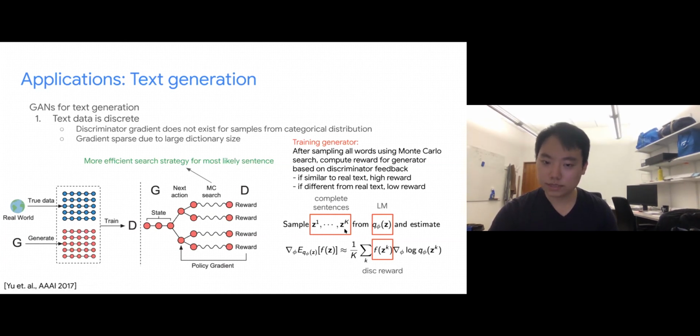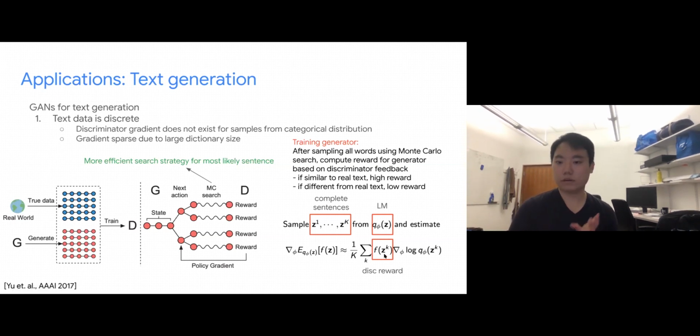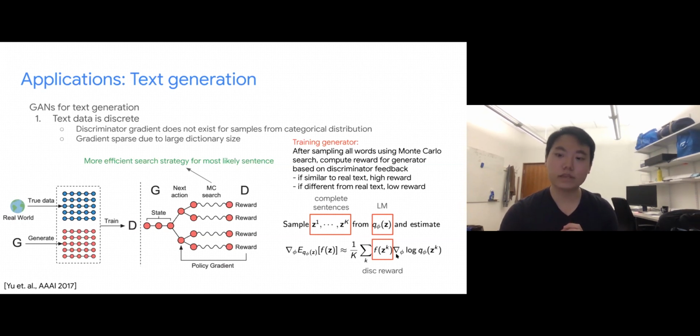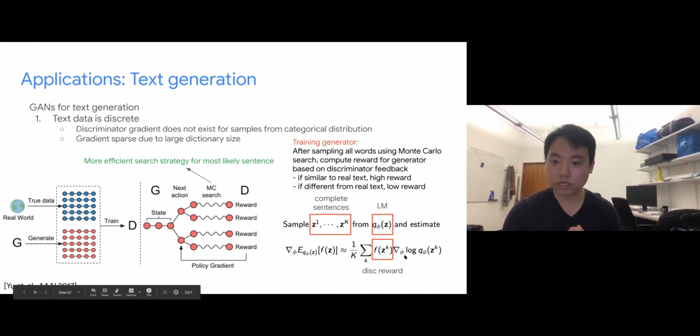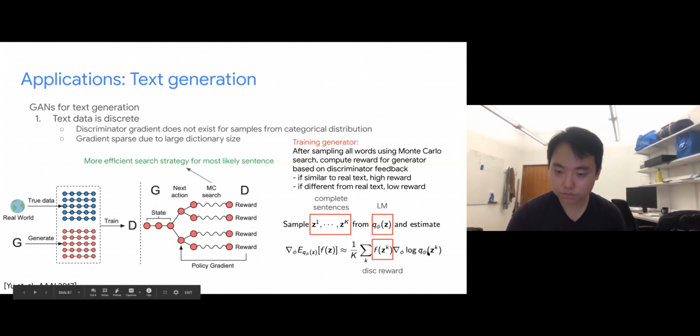Sample a bunch of complete sentences. For each of these complete sentences, my reward will be given by the discriminator reward, so how close it is to real text. And you will multiply this by the gradients of the language model with respect to the language model parameters, the likelihood of generating each of these sentences.